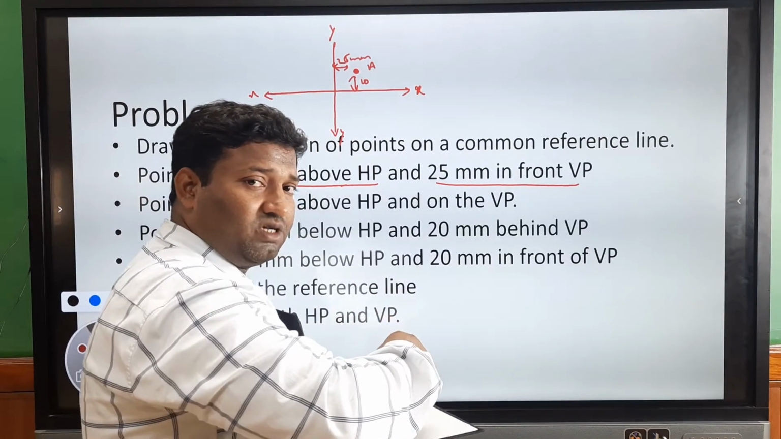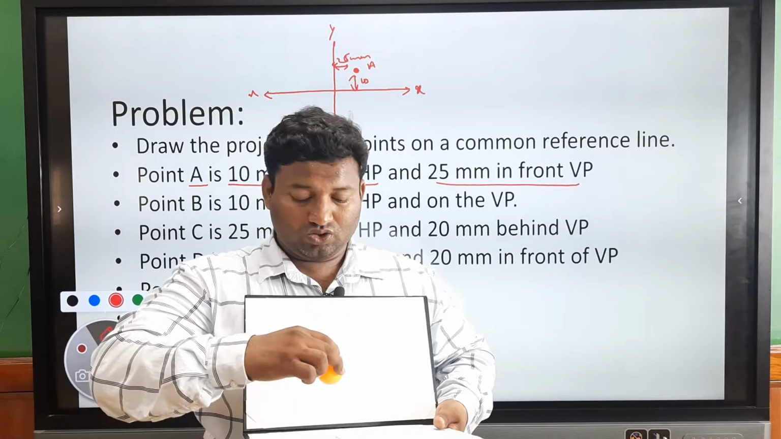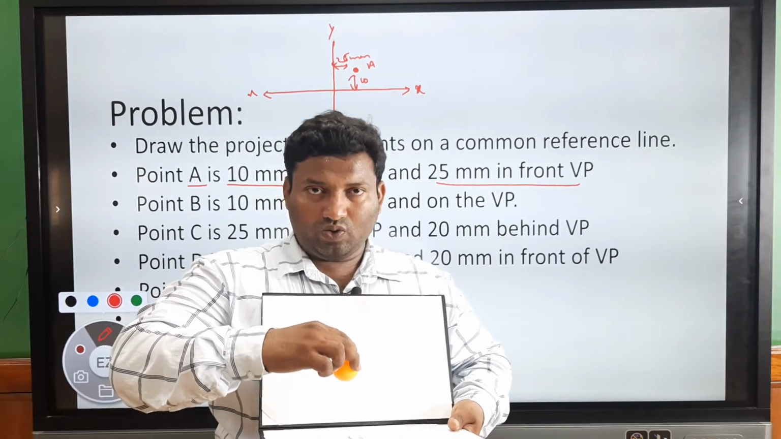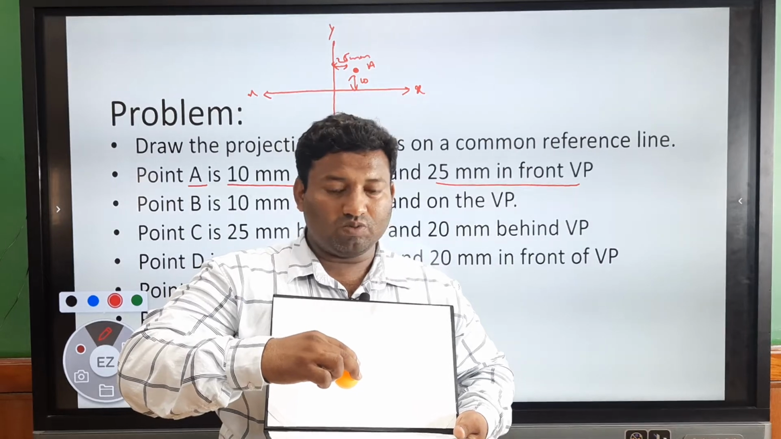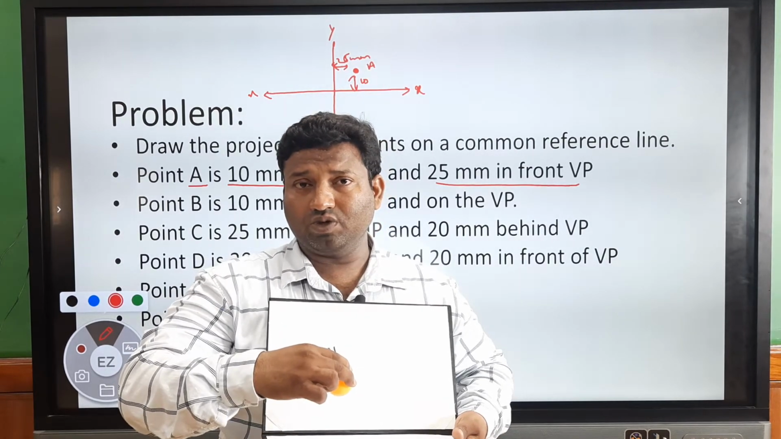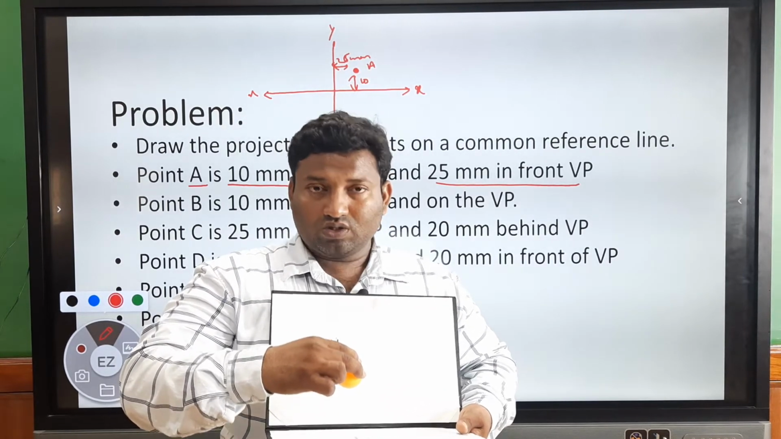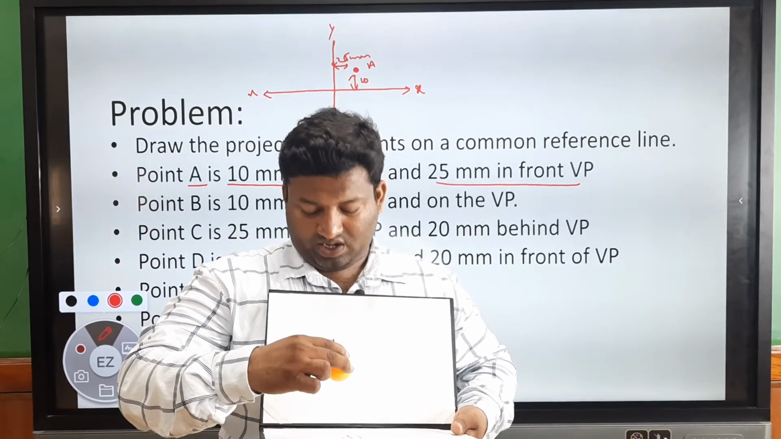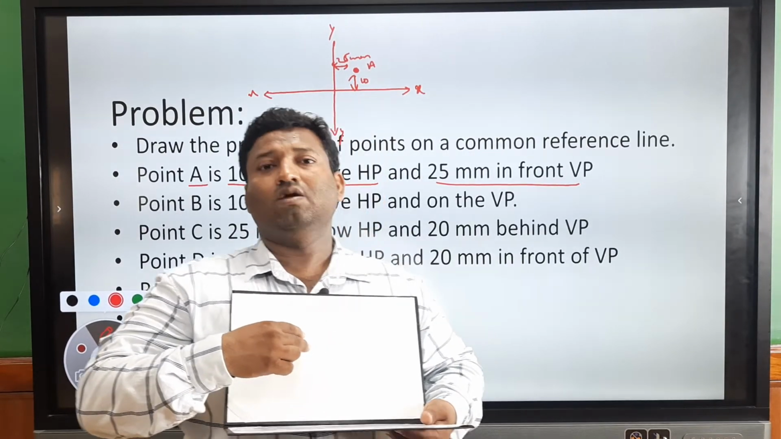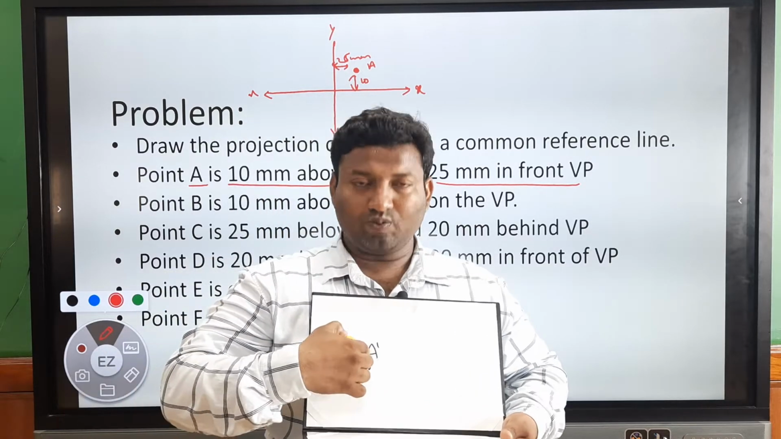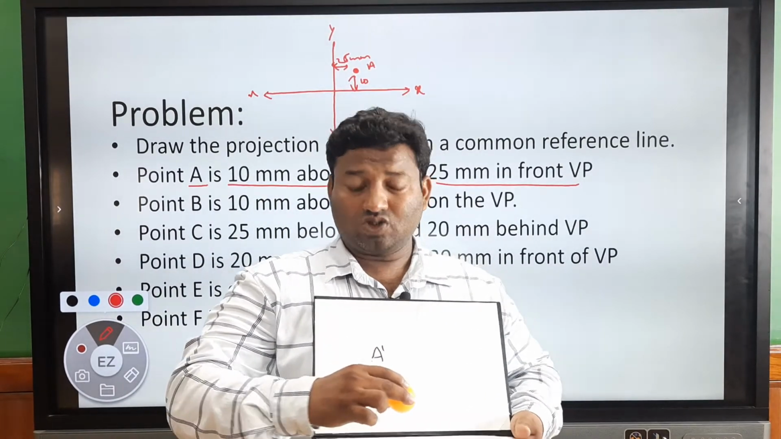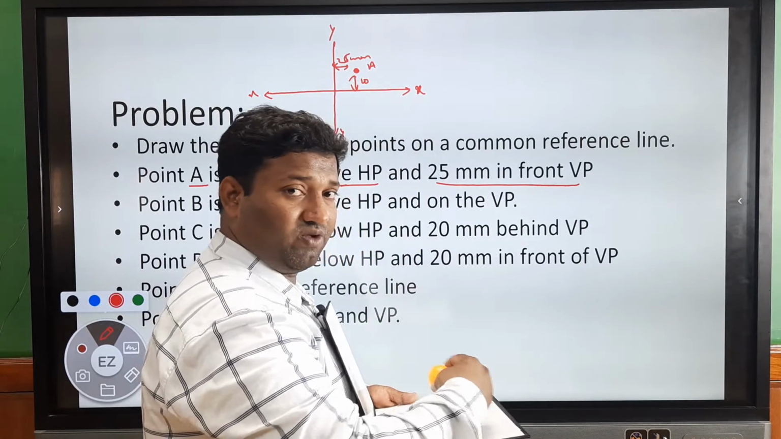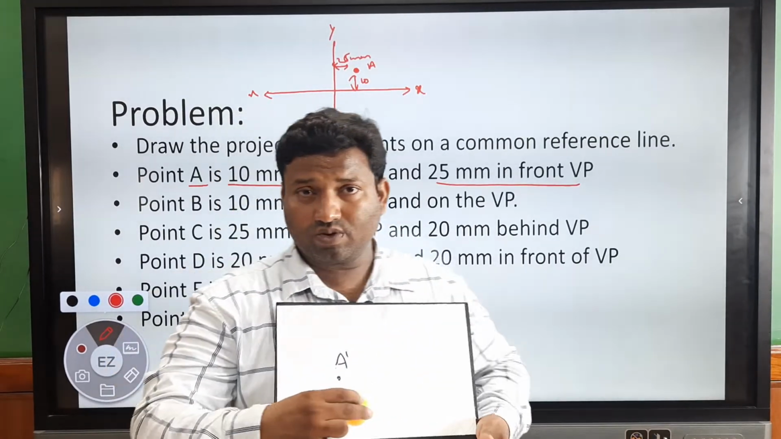If you want to project that one, we have to rotate the object like this. So when you are viewing from the front view, you can only see the point distance which is 10 mm above the HP, but you cannot see how much it is in front of the VP. So whatever the point which is 10 mm above the HP, point A is appearing here, and because the point is above the HP, I am putting A complement here. Now if you want to view the distance how much it is in front of the VP, that is 25 mm in front of the VP, we cannot see it from the front view.